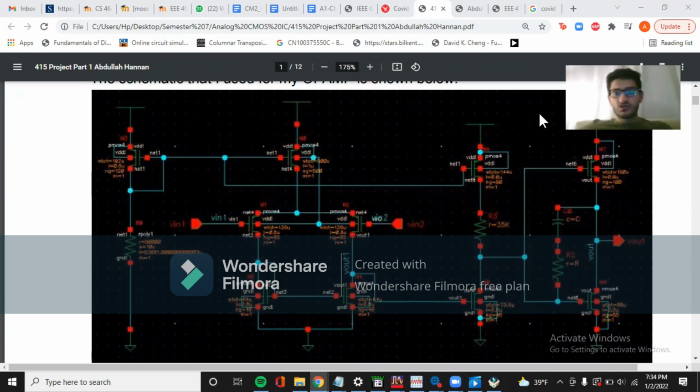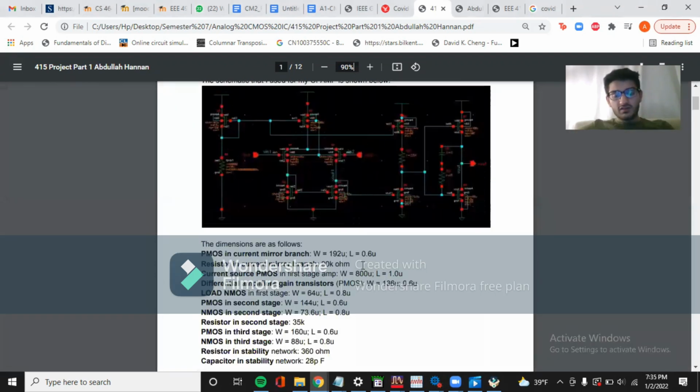So here is the topology of my op-amp. The op-amp was basically a three-stage amplifier. As we can see, this is the first stage over here, this is the second stage, and this is the third stage. We also have a feedback RC circuit, which is used for stability. These are the dimensions of the transistors which were used and the values of the resistors and the capacitances.